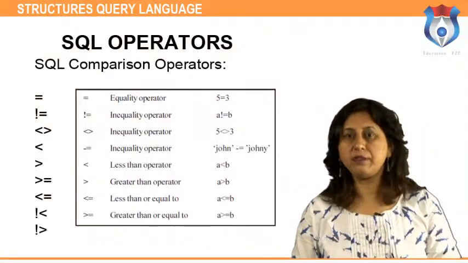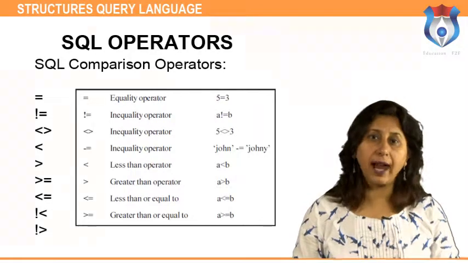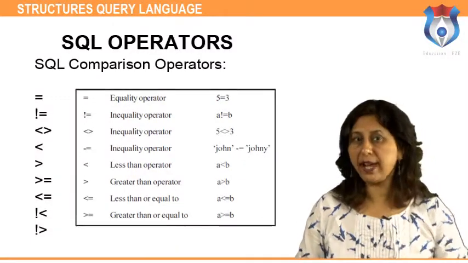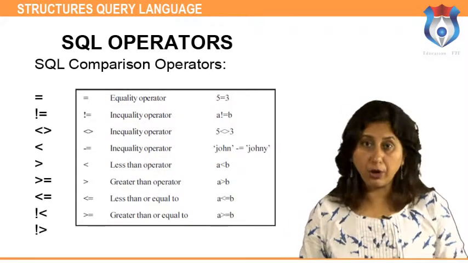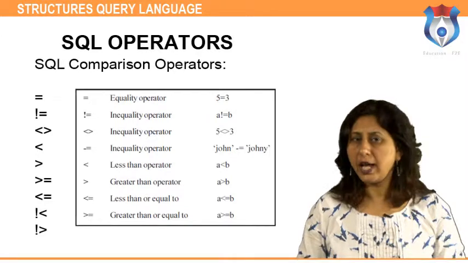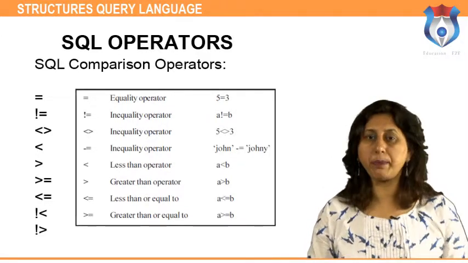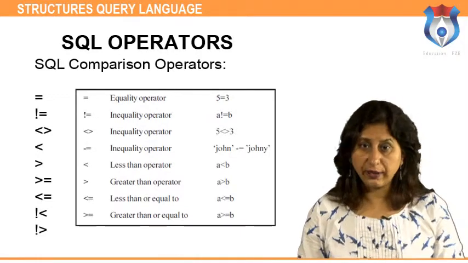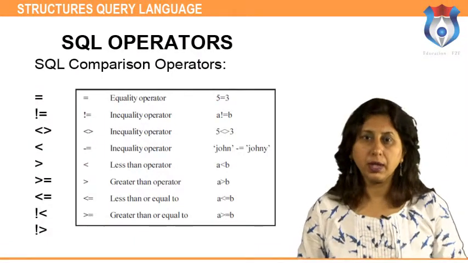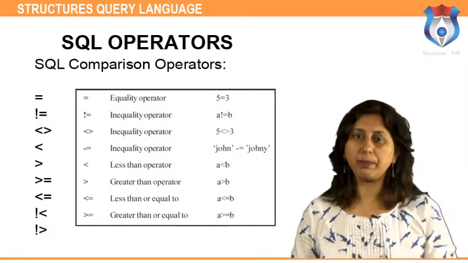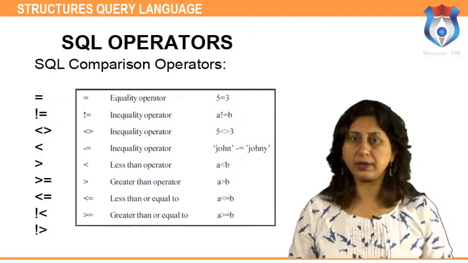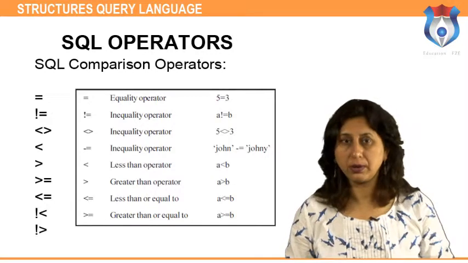Just assume variable A holds 10 and variable B holds 20. Then check if the values of two operands are equal or not. If yes, then condition becomes true. Checks if the values of two operands are equal or not. If values are not equal, then condition becomes true. Checks if the values of two operands are equal or not. If values are not equal, then condition becomes true.